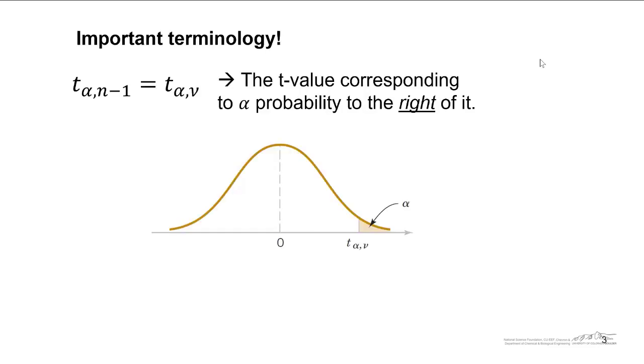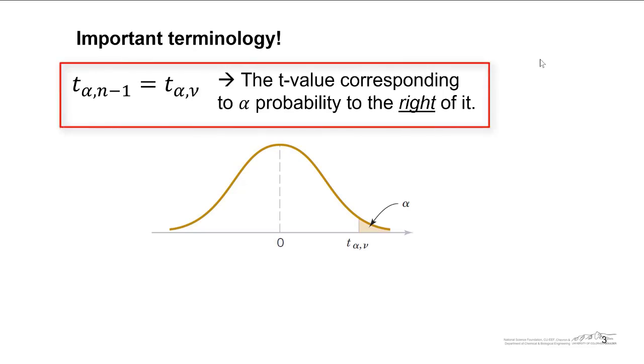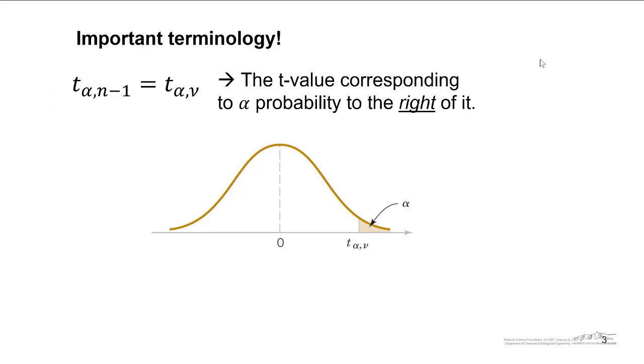As I emphasized in one of the previous screencasts, whenever we have t sub alpha comma n minus 1, this corresponds to the t-value that has alpha probability to the right of it, not to the left. And you have to be really careful when you're determining these t-values. In fact, some Excel functions, I believe the t.inv function, will give you the cumulative up to that point. But if we're looking at these t-values in tables, for example, in your book, these correspond to t-values having alpha to the right of it.